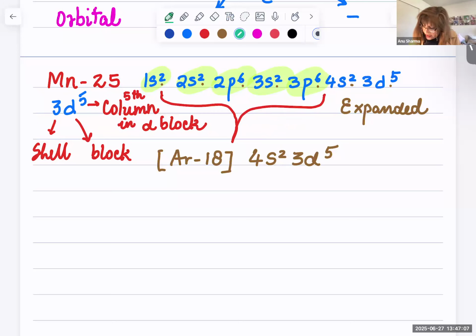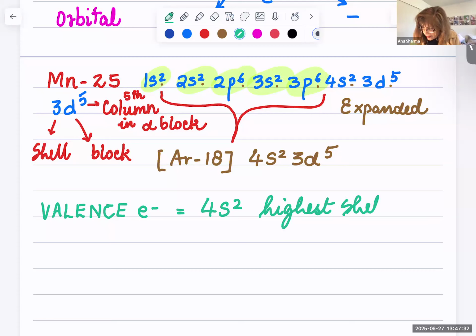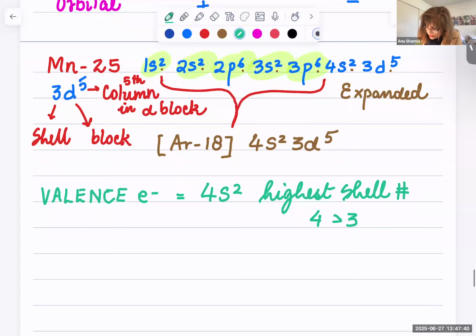Now, the question can be asked: what are the valence electrons? The multiple choice will give you 3d5, so don't choose that. Valence electrons are 4s2 because it is in the highest shell number. 4 is more than 3, no matter where the 3 is placed. So there are 2 valence electrons in manganese.